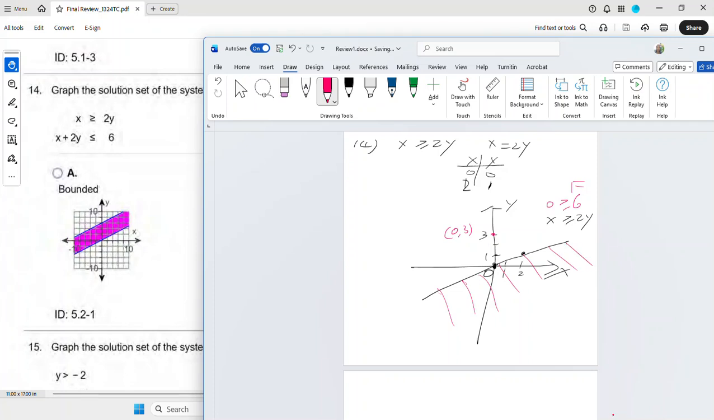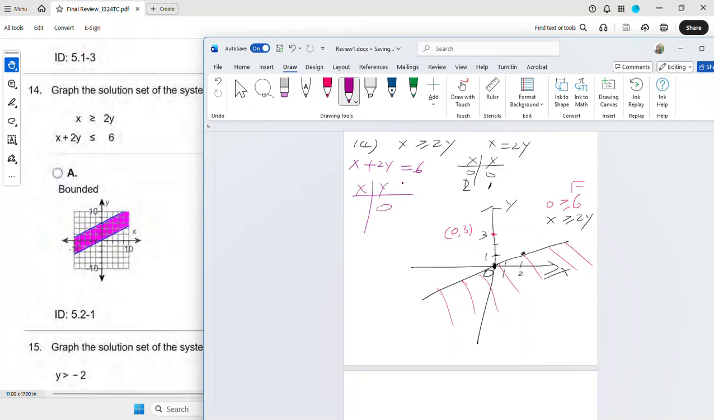All right, so we identify the first one. We go to do the second one right here. Okay, I'll give you a different color. So the second one here is x plus 2y equal to 6. Remember, we always use the equal sign, okay? And then we have an x and y.